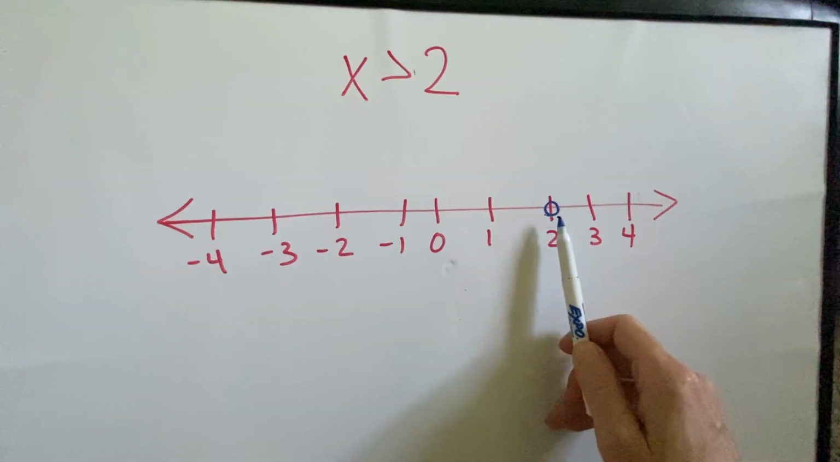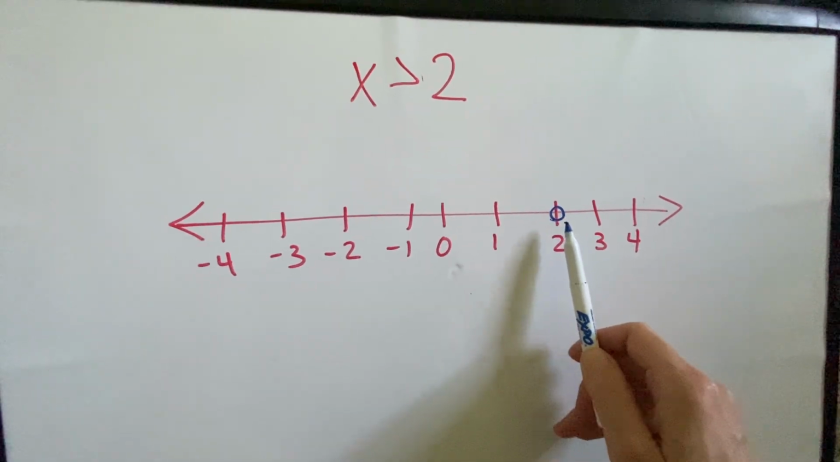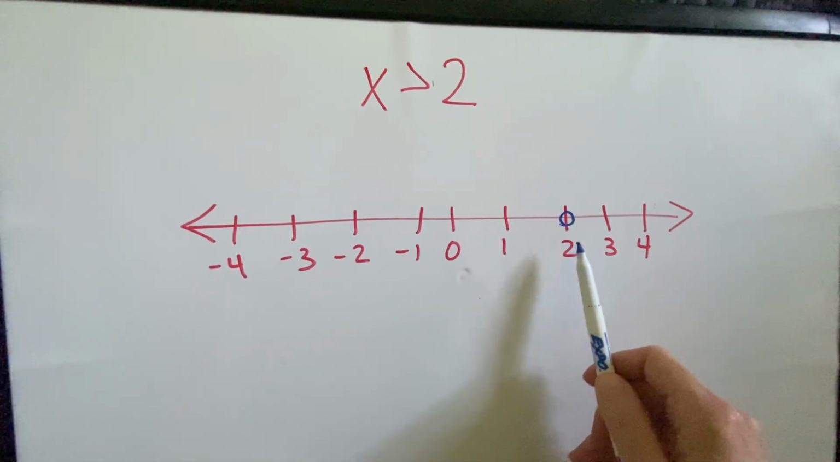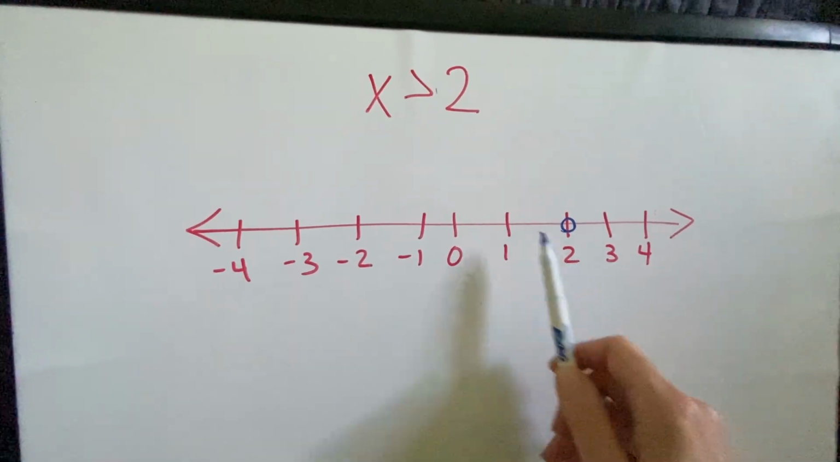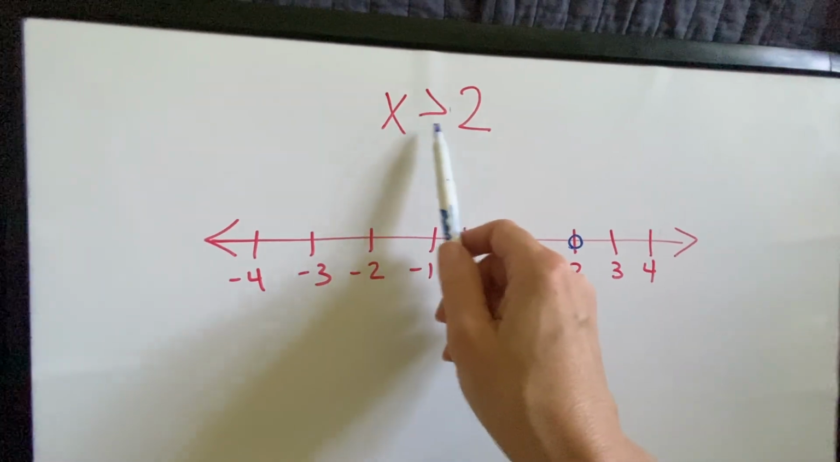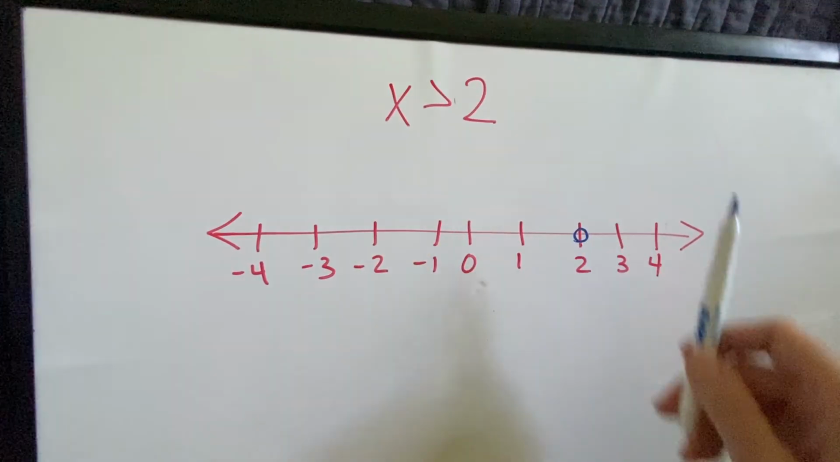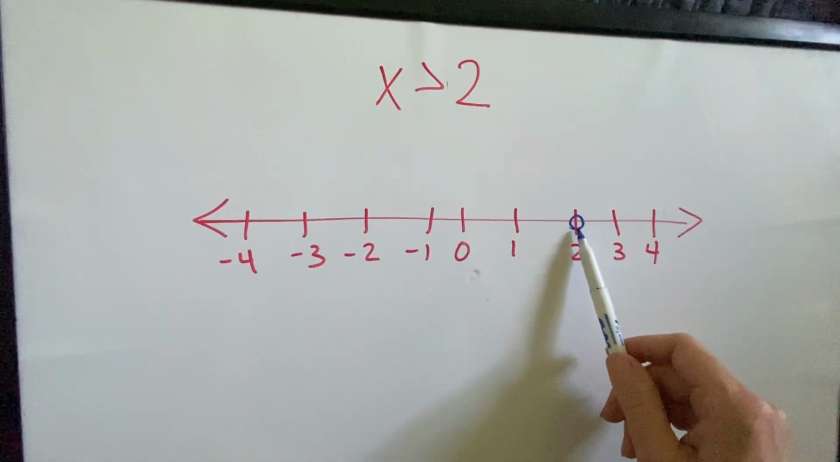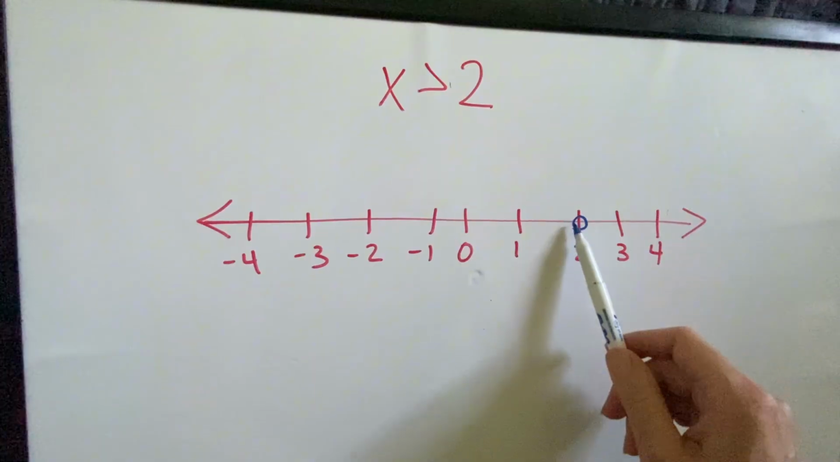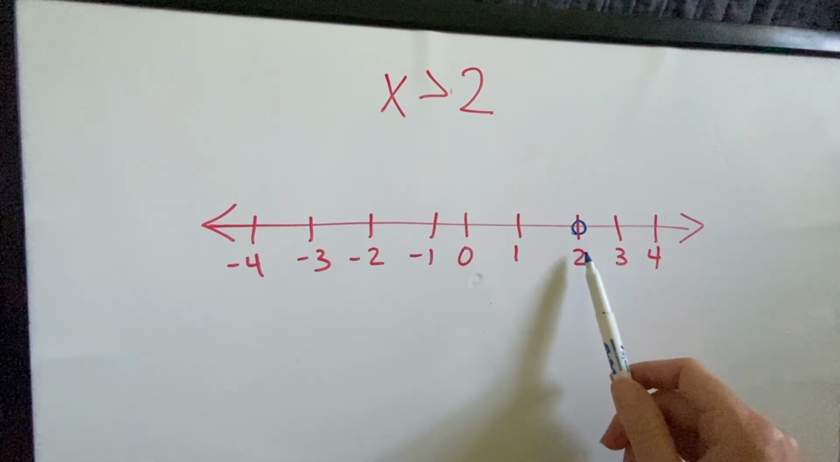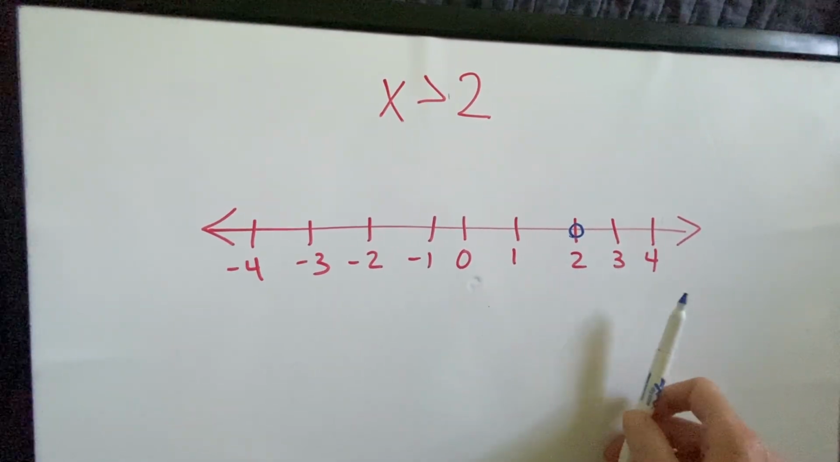An open circle like this means that the answer does not include this number. So x is not equal to 2. There's no equal sign here. It's greater than 2. So you have to leave this open and say, okay, starting at 2, but not including 2, is the solution to your problem.